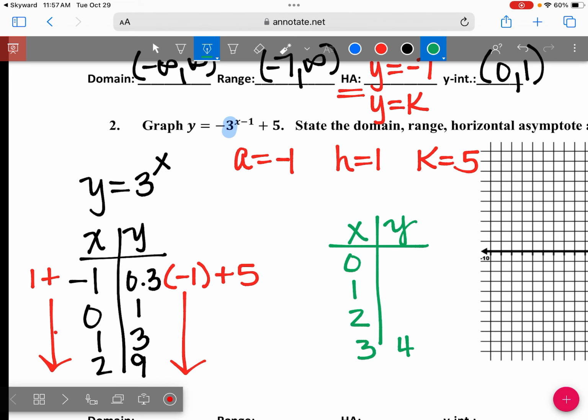Negative 9 plus 5 is negative 4. Negative 3 plus 5 is 2. Negative 1 plus 5 is 4. 5 minus 30 cents is 4.7.